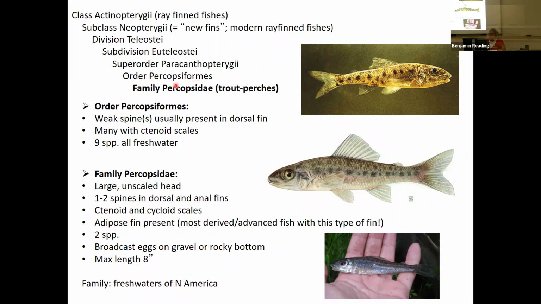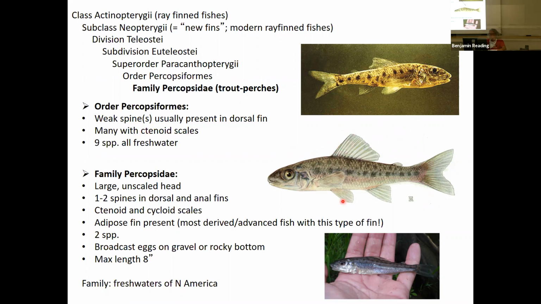Generally speaking, if we look at the order Percopsiformes, we have these weak spines present in the dorsal fin. For instance, the first or second spine in the dorsal fin may be weak. Sometimes they'll have one in the anal fin as well. They're not nearly as strong or spiky as, say, the dorsal spine of a bluegill, which is an advanced fish. These are sort of intermediate. So kind of what we call weak spines, and they've only got a handful, but we start seeing them.